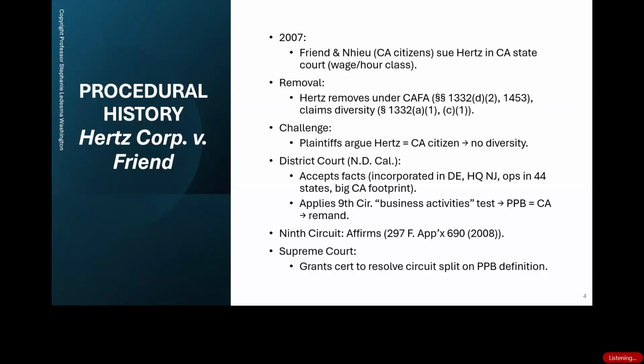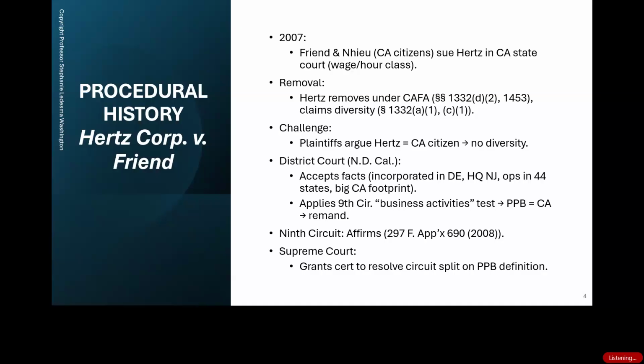What is the business activities test? Well, the business activities test is how much volume and how much business are you doing in any particular state. If you have heavy volume in any one particular state over other states, then you will be deemed to have your principal place of business in the state where you have the greatest volume of business activity.